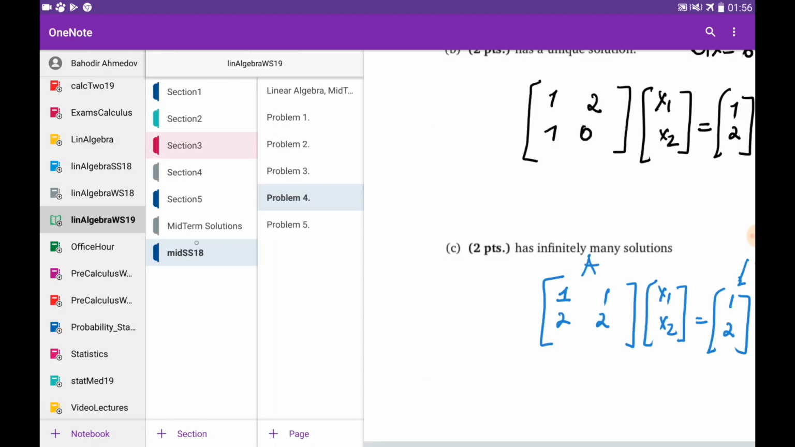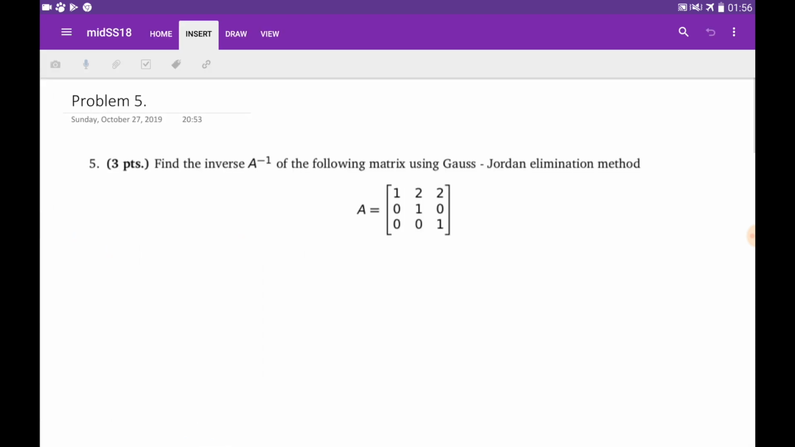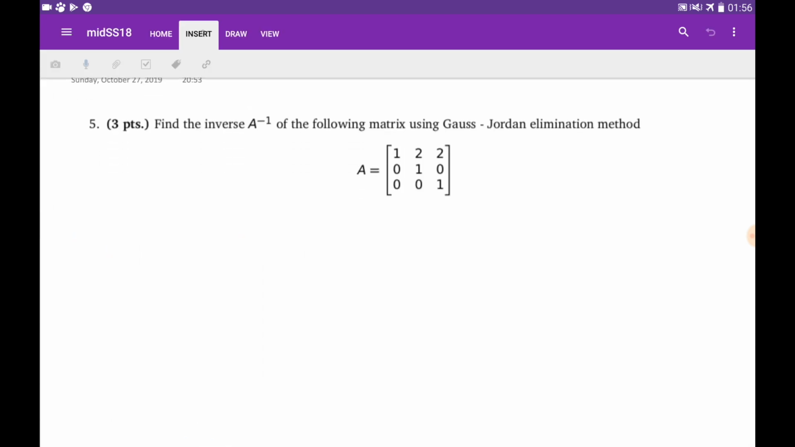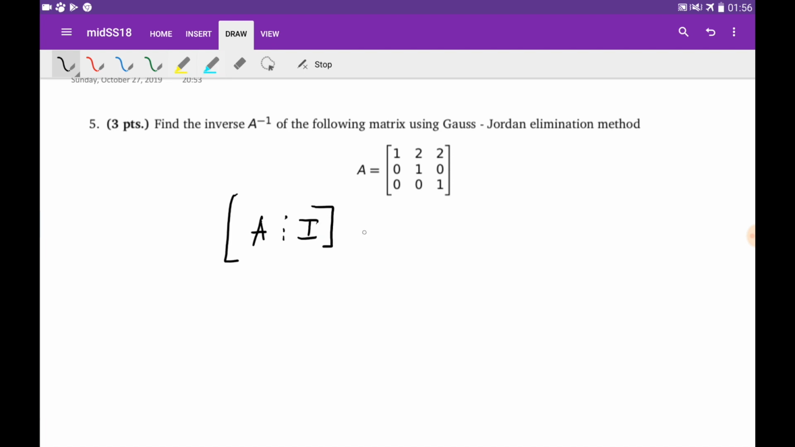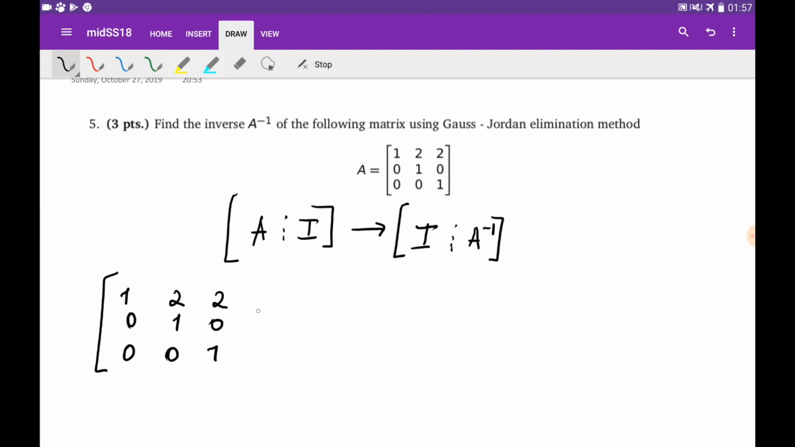The last problem: we need to find the inverse of the matrix using Gauss-Jordan elimination. The idea of the algorithm is that we need to put the matrix into the identity matrix, and by applying Gauss-Jordan elimination, we bring this matrix to the form [I | A inverse]. So let's start. We need to write down the matrix itself first, and then write down the identity matrix just after it. So we need to start reducing this.